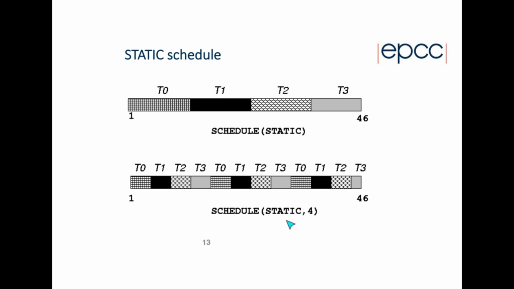If we put a chunk size in there, so if we specify schedule static, 4, then we get chunks of 4 iterations. The first 4 go to thread 0, the next 4 to thread 1, the next 4 to thread 2, the next 4 to thread 3, and then we cycle back to thread 0 again. So 0, 1, 2, 3, and so on until we get to the end. If things don't divide nicely, we'll be left with a chunk of 2 iterations. The final 2 iterations will be executed by thread 3 in this case.